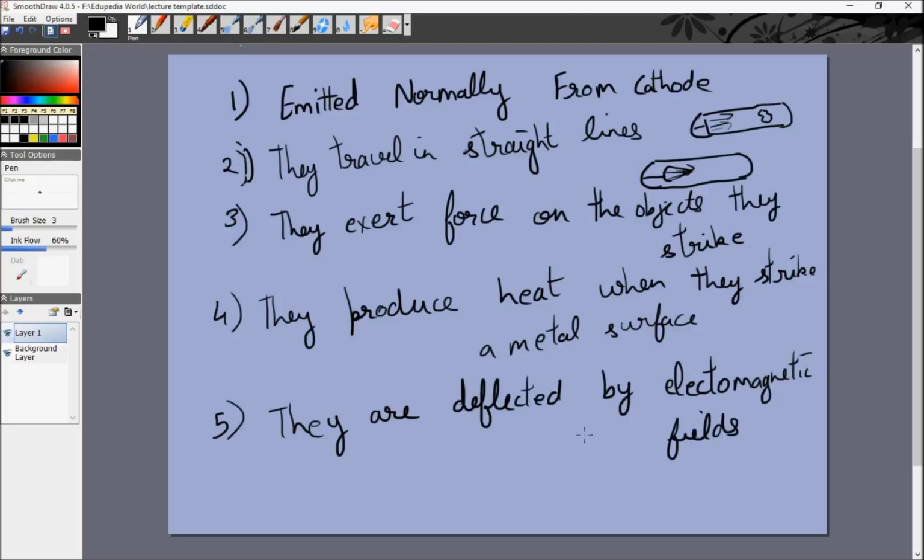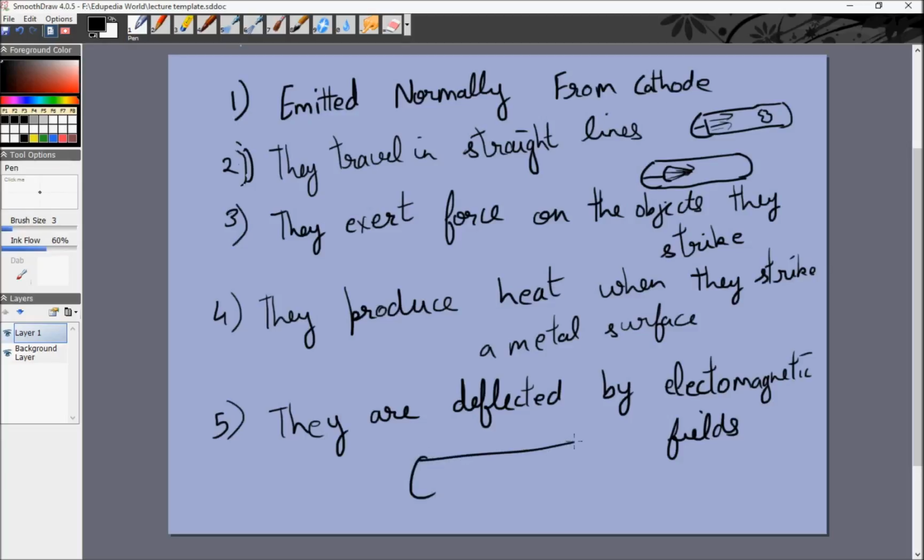Now this last one is important because it tells us that cathode rays have a particular charge, because only charged particles are affected by electric fields or magnetic fields. So this tells us that the stream of particles which constitute cathode rays are not electrically neutral, and in fact you could actually look at the direction in which they deflect.